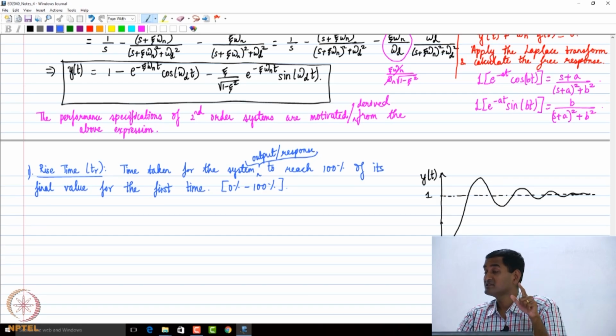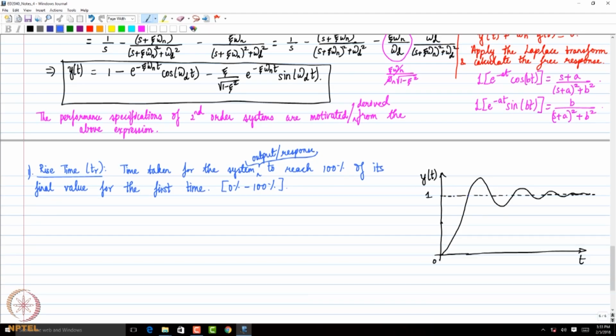So at what point will it reach the final value for the first time in this diagram? It is here. So the rise time TR is this point. Is it clear how we got the rise time TR? Let's read the definition once again. It is the time taken for the system output or the response to reach 100% of its final value for the first time. That's important. For the underdamped second order system, that's when it reaches 100% of its final value. So how do we get an expression for the rise time? Equate y to 1, that's it.